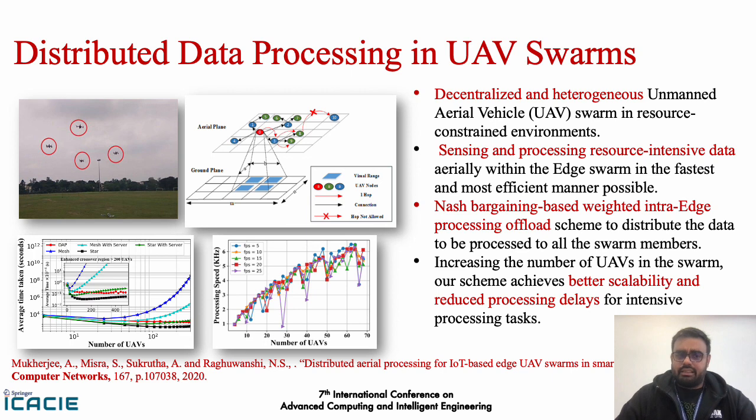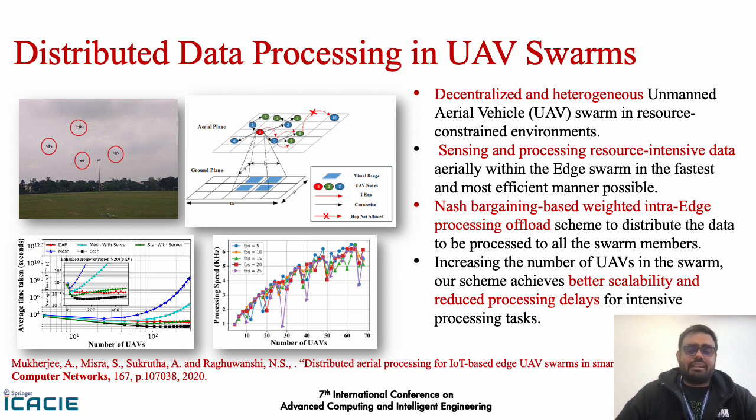In this third figure on the left-hand side, you see that for the initial few cases, the proposed distributed aerial processing outperforms mesh configurations, which is rather expected. But interestingly, as the number of UAVs starts to increase, we see that the proposed approach starts becoming comparable to the star configuration, which is the best scenario possible.